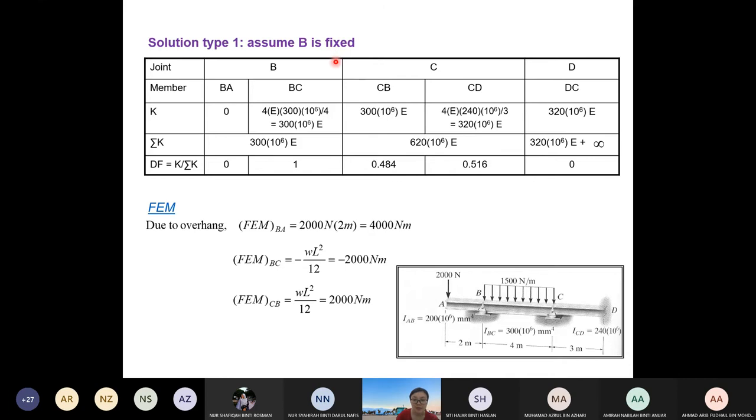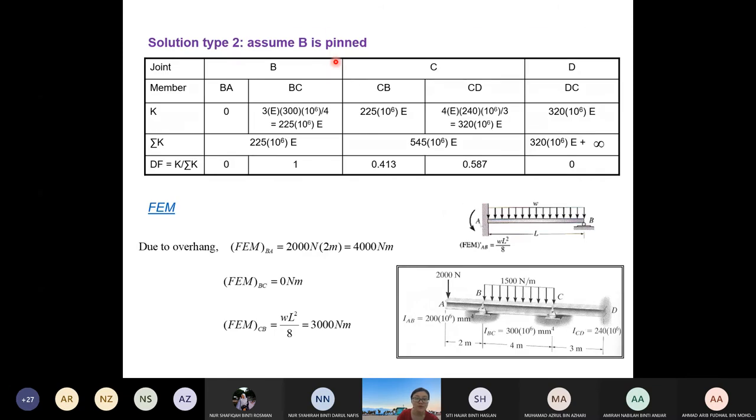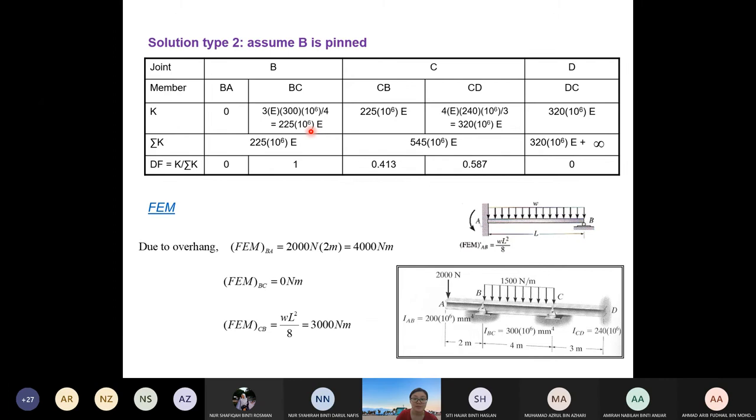Assume B is fixed. This is a moment distribution table. But I have also provided another solution, which assumes B is pin, because just now this is not in either of our rules earlier, since it is having a cantilever. So I made another solution which assumes B is pin, and I get the same answer, as you can see. But I have a very short moment distribution table. So now I am going to show you my solution type number two.